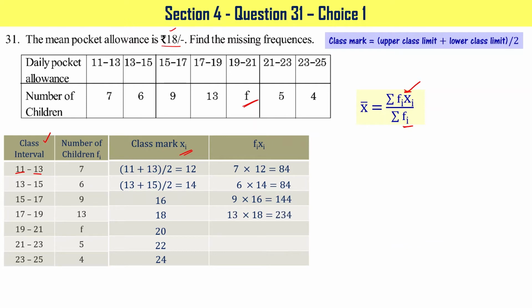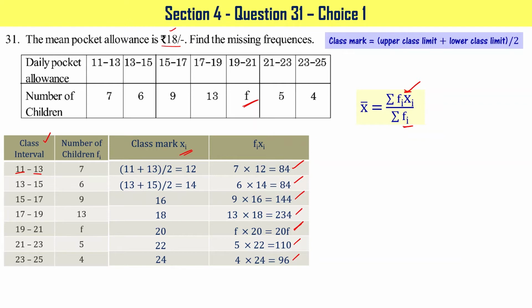For the next one, it is f times 20. I'm writing it as 20f. Please note this. The next one, it is 5 times 22, that is 110. And the last one, it is 4 times 24, that is 96. Now let's find the value of sigma Fi Xi. It means we have to add these numbers. 84 plus 84 plus 144 plus 234 plus 20f plus 110 plus 96.